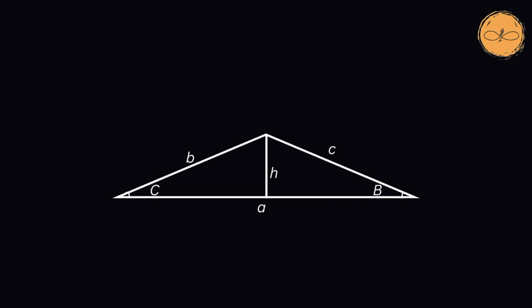This time when we try to drop an altitude from the vertex at angle C, we see that we get a new triangle created outside the original, like this. We can label this altitude h, and note that the newly created outside triangle has an angle of measure 180 degrees minus A, the supplementary angle to A.